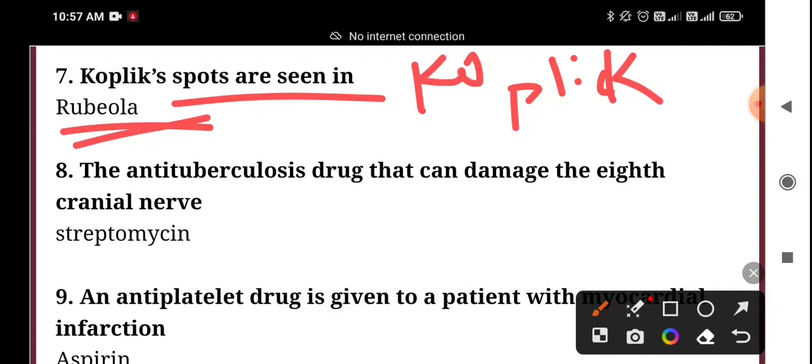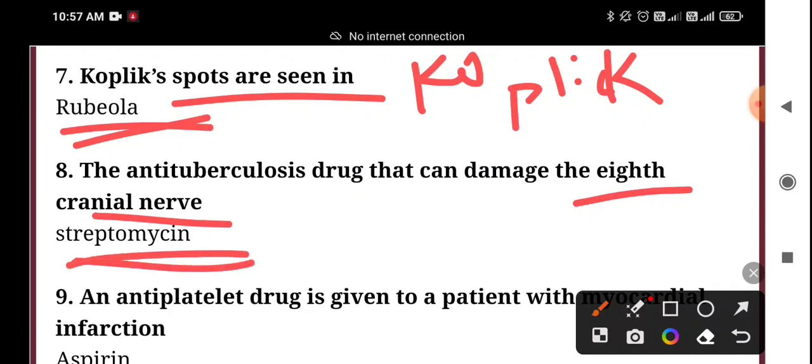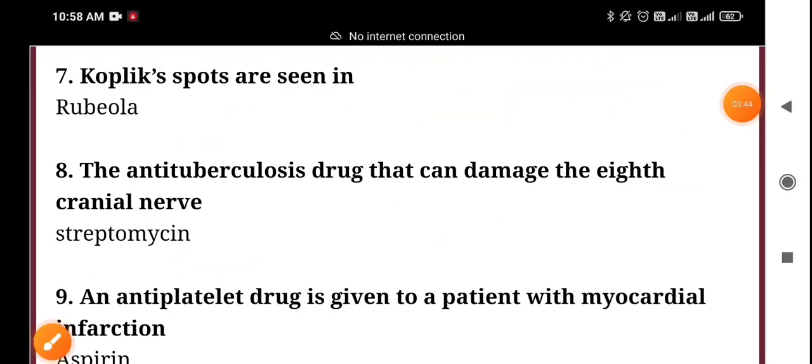Okay, so next question. The anti-tuberculosis drug that can damage the 8th cranial nerve. So streptomycin is the anti-tubercular drug that can damage the 8th cranial nerve. So please remember, the 8th cranial nerve is damaged by streptomycin, an anti-tubercular drug.